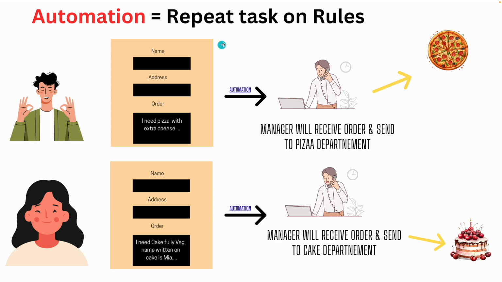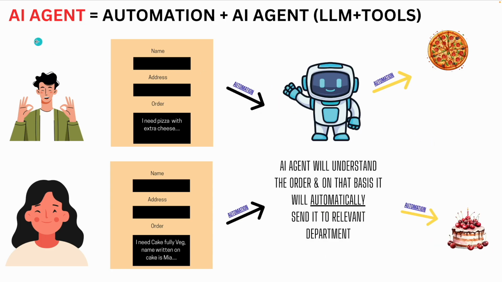The rule says that once the order is placed through the form, it will go to the bakery shop. So the manager is basically going to see the message. So this is the simple automation which is set. Now let's see with the AI agent.